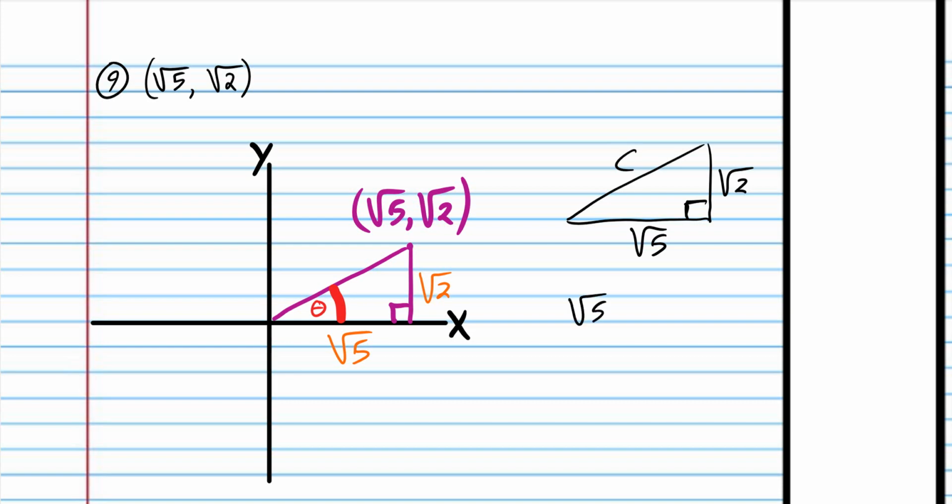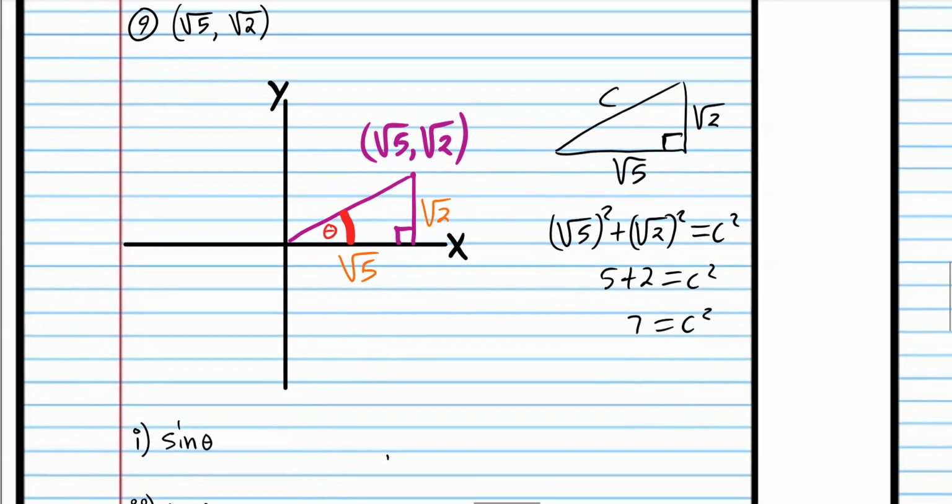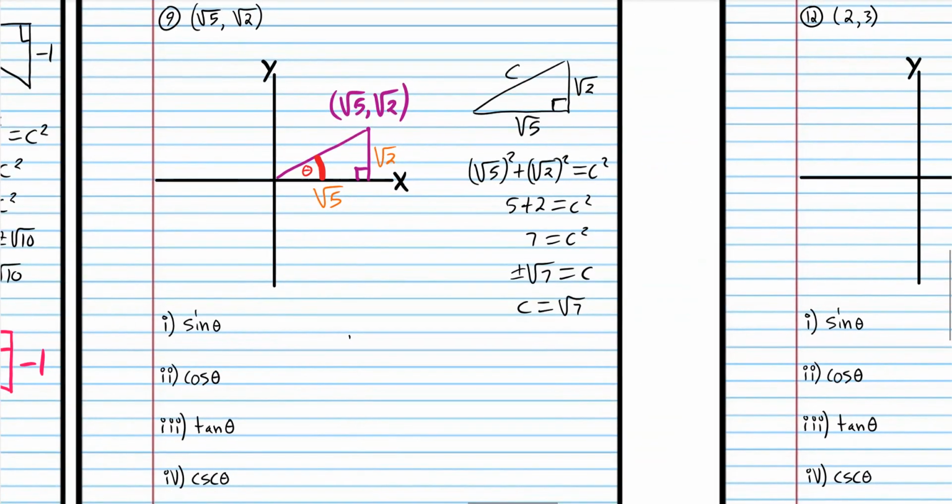So root 5 squared plus root 2 squared is equal to c squared. So we have 5 plus 2 is equal to c squared. Square root both sides, and we get plus or minus root 7, but of course the hypotenuse always has to be positive. So now we're ready to draw a triangle. This side is root 2, this side is root 5, and this side is root 7.